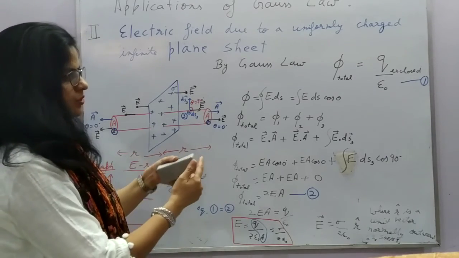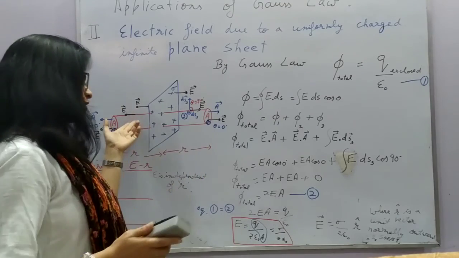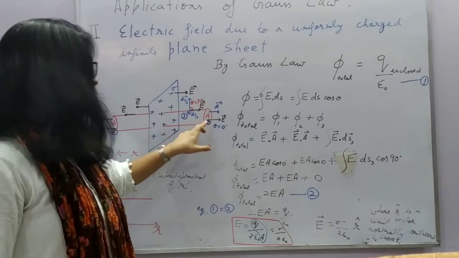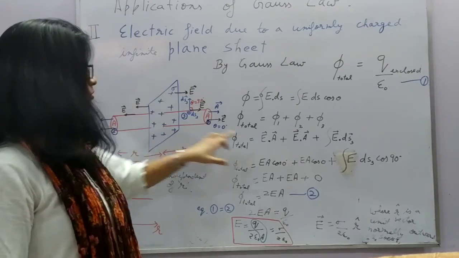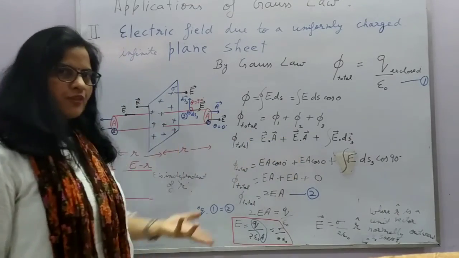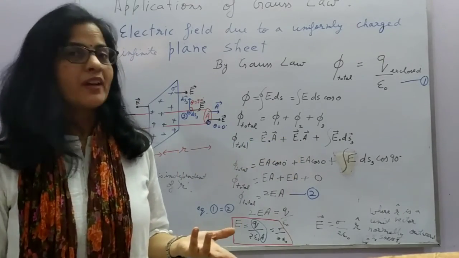Only contribution is through this face and this face. As in the case of the cylinder, the contribution to electric flux by the curved surface is 0, and only this and this face contribute to electric flux. That's why the choice of the Gaussian surface does not affect our result.